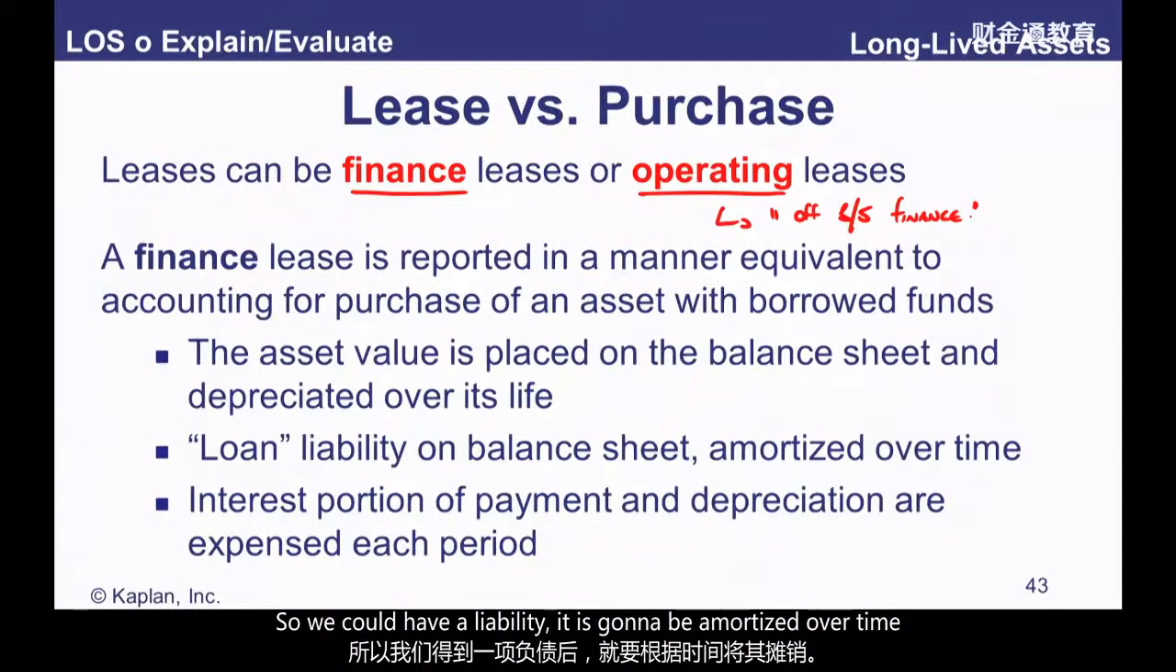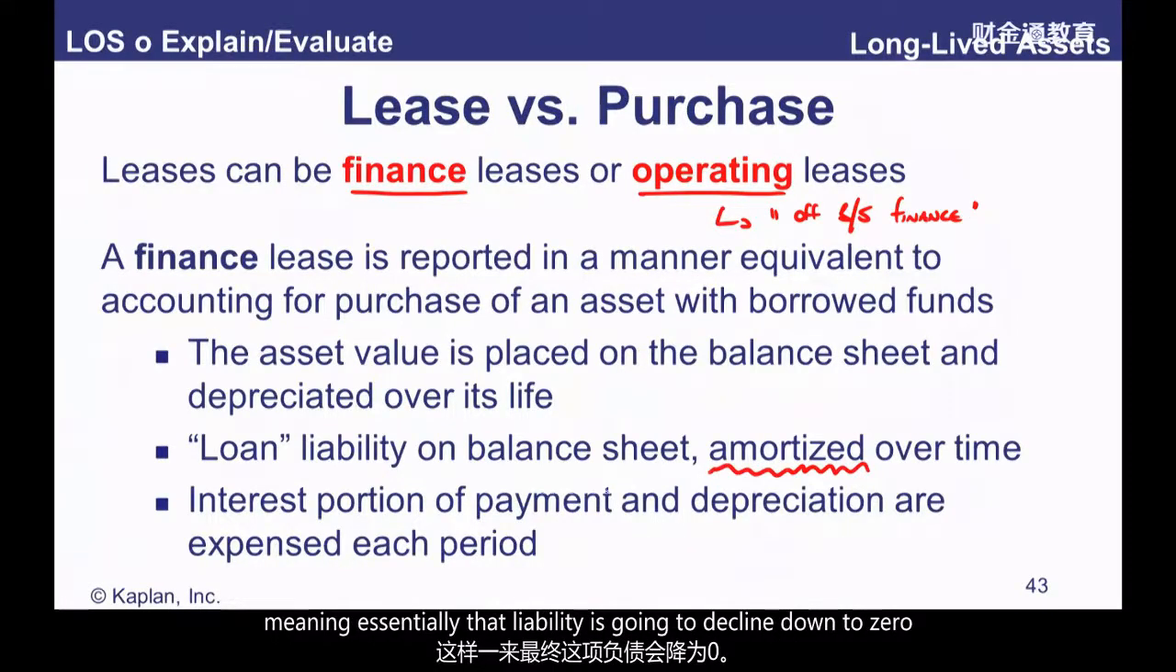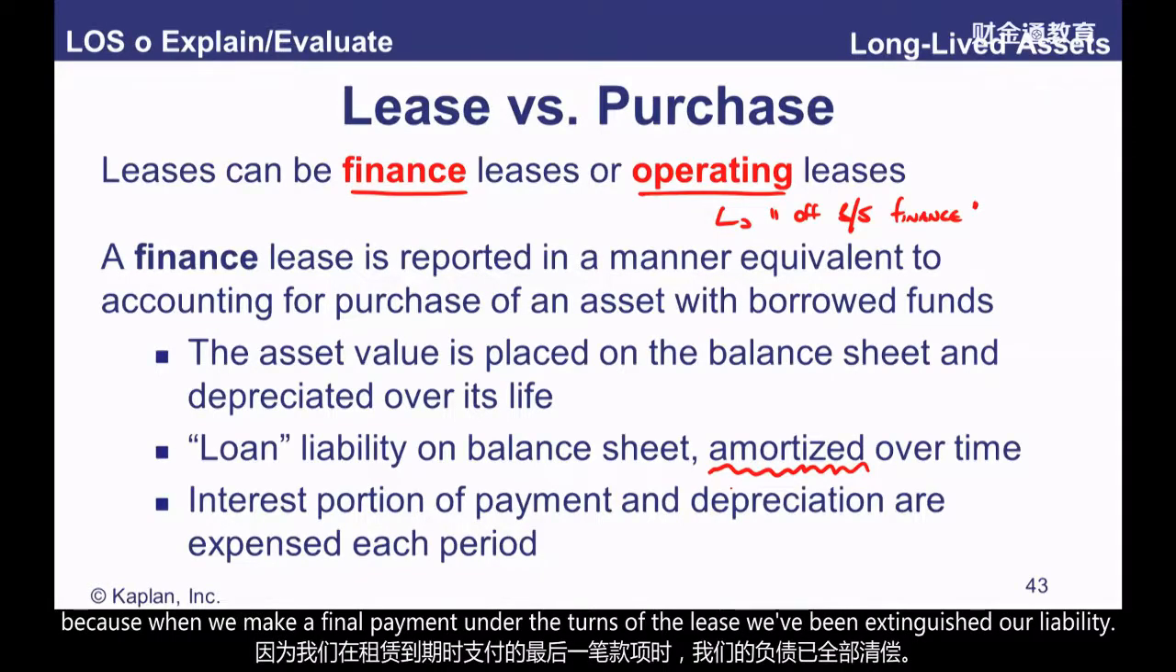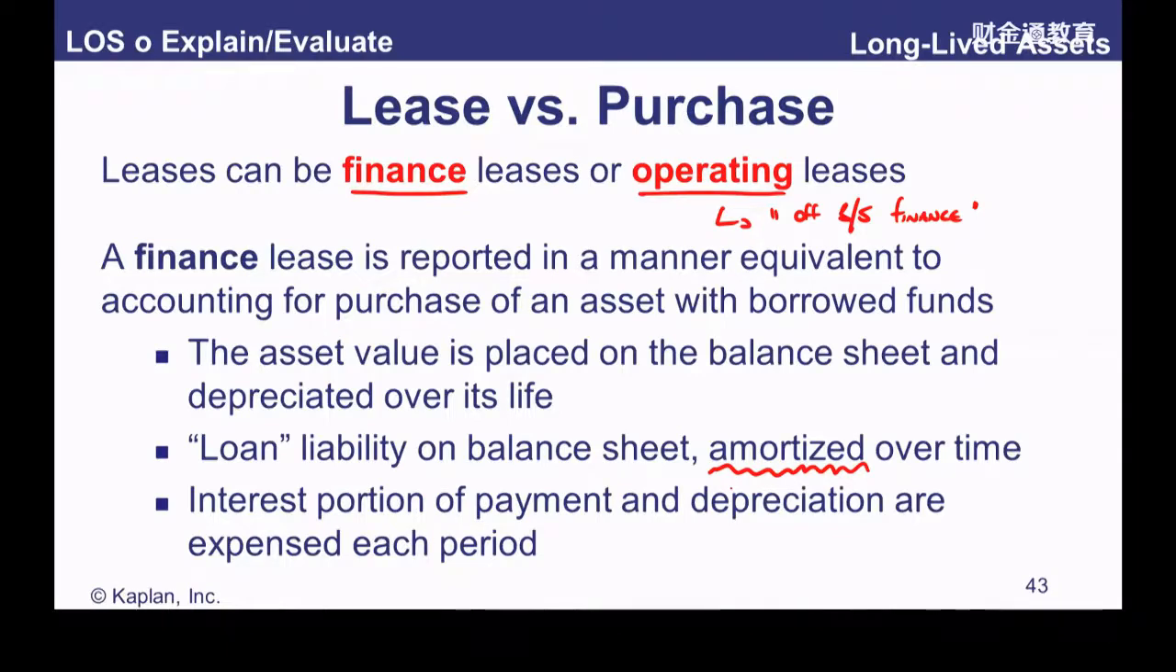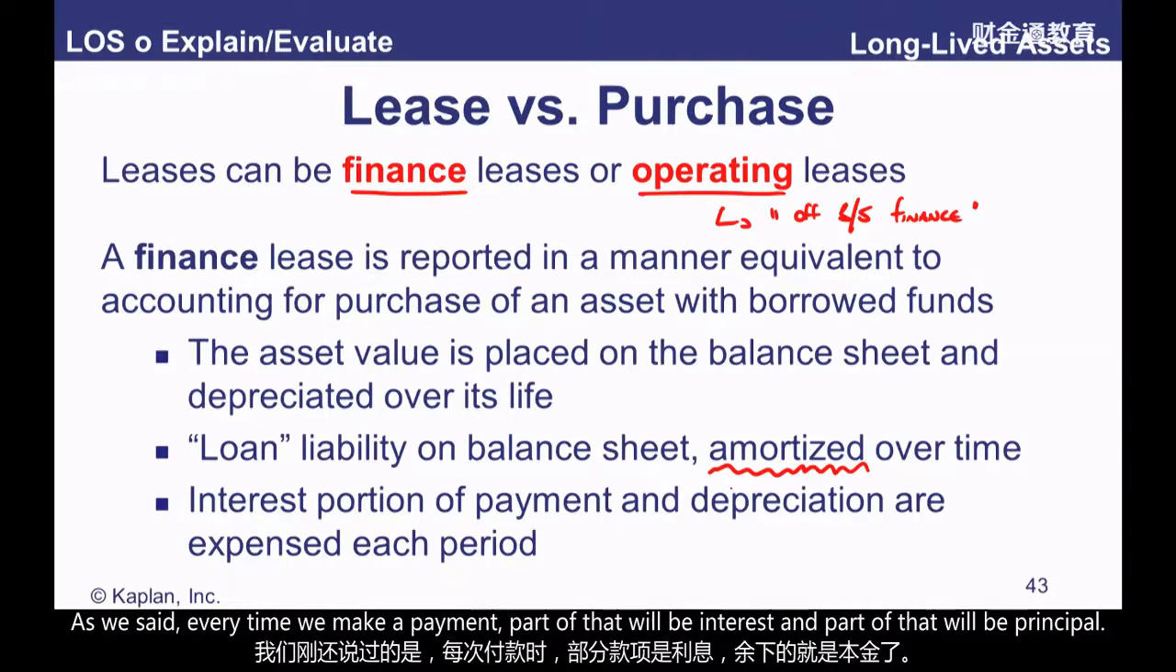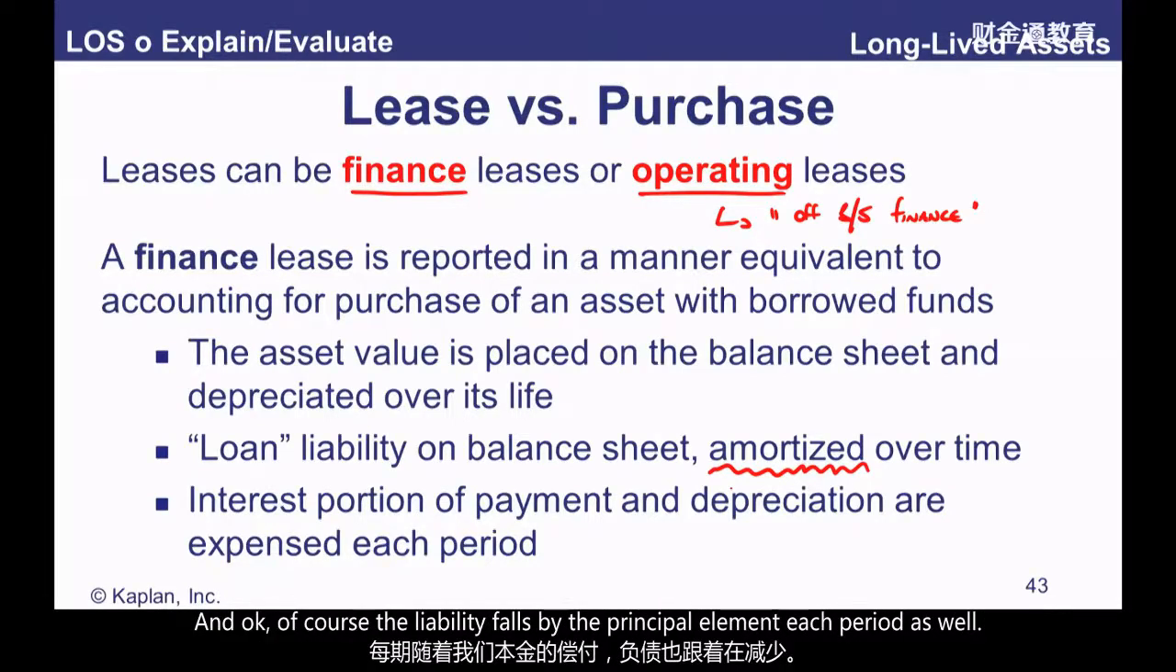So we're going to have a liability. It's going to be amortized over time, meaning essentially that liability is going to decline down to zero, because when we make our final payment under the terms of the lease, we've extinguished our liability. As we said, every time we make a payment, part of that will be interest and part of it will be principal. Okay, and of course the liability falls by the principal element each period as well.